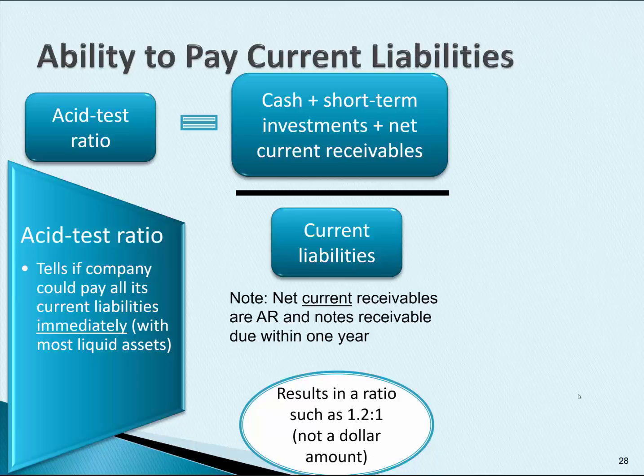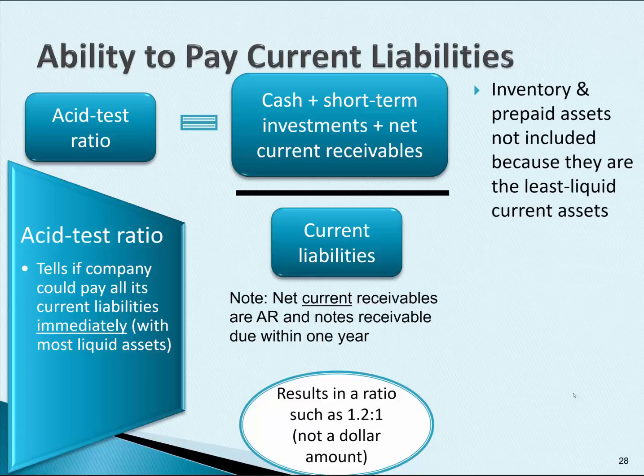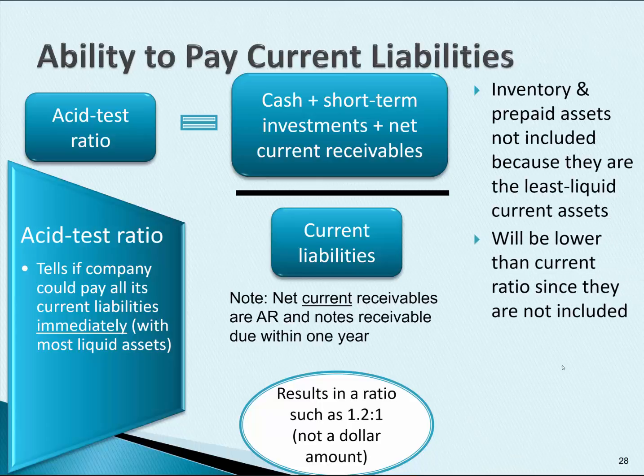So this leaves out inventory and prepaid assets because they are the least liquid of the current assets. And because they are left out in the top part of the equation, the result will be lower than the current ratio. And even though this is called the acid test ratio, most people call it the quick ratio. How can you quickly pay your current debt? And so it's going to result in a ratio, something like 1.2 to 1.